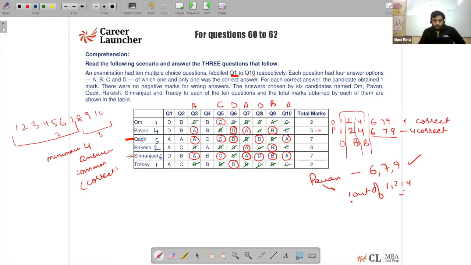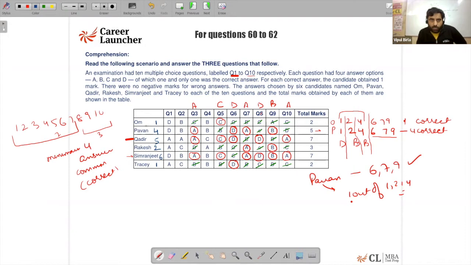Right. So now for Simranjeet, 1 is left. For Kadir, we are left with 2. And similarly, we know for Om it is 1, Pavan it is 1, Rakesh is going to be 1, and Tracy 1. So we want 1 correct by all except Kadir, who has to have 2 correct. Okay.